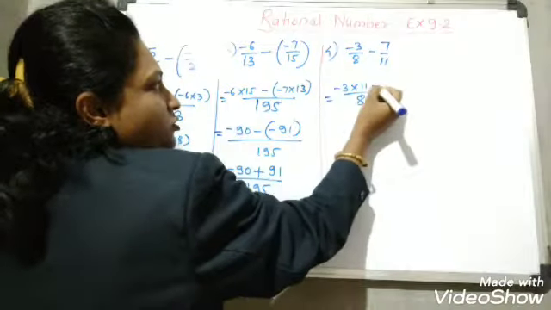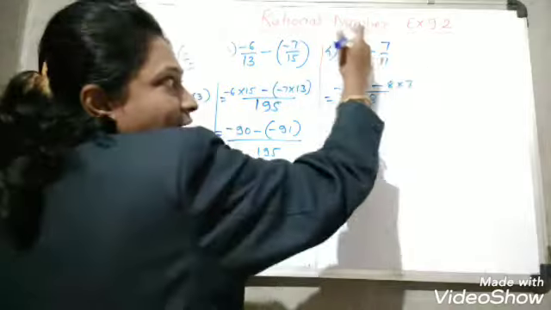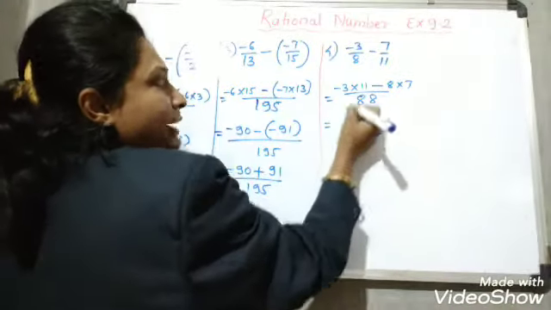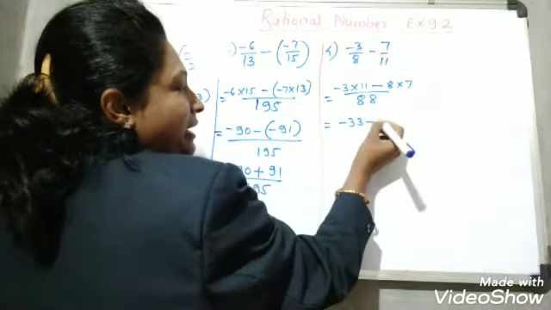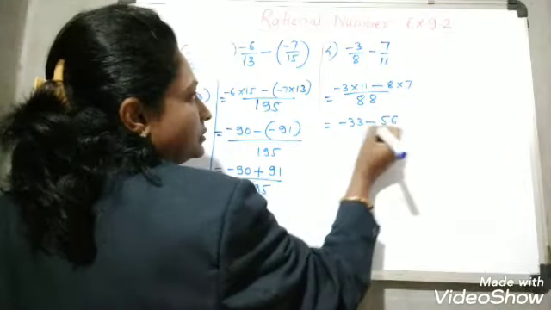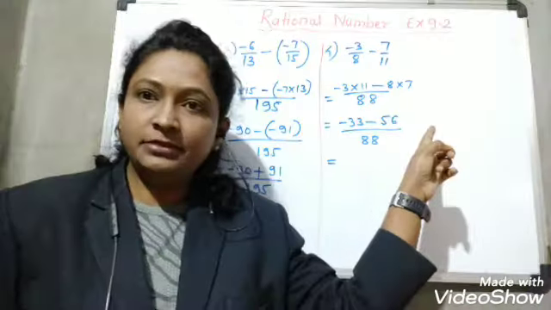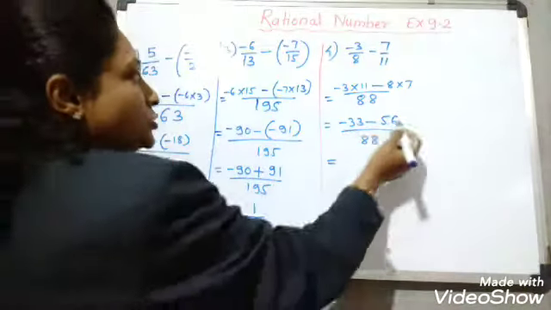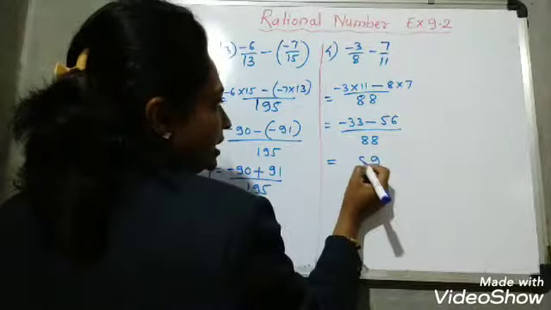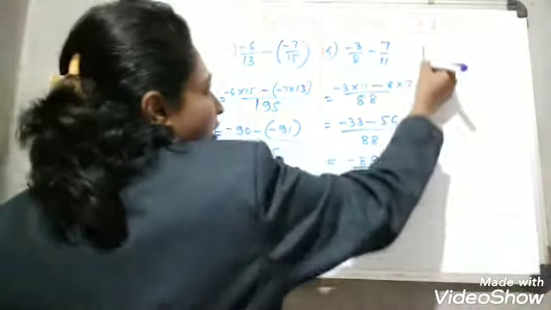Okay, so 11 eights are 88, 11 threes are 33. This is what I did here with the table: I will write minus 3 into 11 and here 8 into 7. Okay, like this we have to cross multiply. So minus 3 into 11 is minus 33, minus 8 sevens are 56, upon 88. So here see, both numbers have the same sign, so we have to do the addition. So 6 plus 3 is 9, 5 plus 3 is 8. So your answer is minus 89 upon 88.